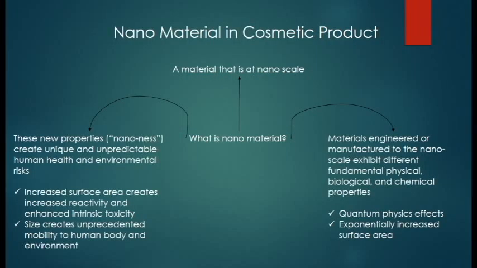Hi, today we're gonna talk about nanomaterial in cosmetic products. So first of all, what is nanomaterial? Nanomaterial is a material that is at nanoscale, which is very small, and it exhibits different fundamental physical, biological, and chemical properties, which are quantum physics effects and exponentially increased surface area.